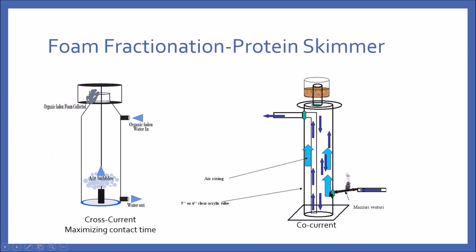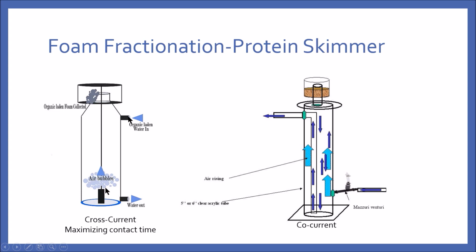So the water will tend to move up along with the air bubbles, where the air bubbles will continue picking up any fine solids and foaming them out into a cup. The processed water will then flow down and exit through the protein skimmer this way. So this is what we call a co-current configuration. Generally, a cross-current configuration would be more efficient, as the water is traveling in a different direction from the air.